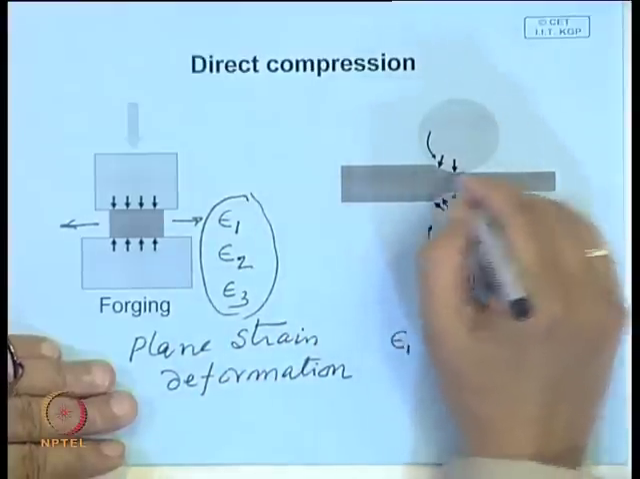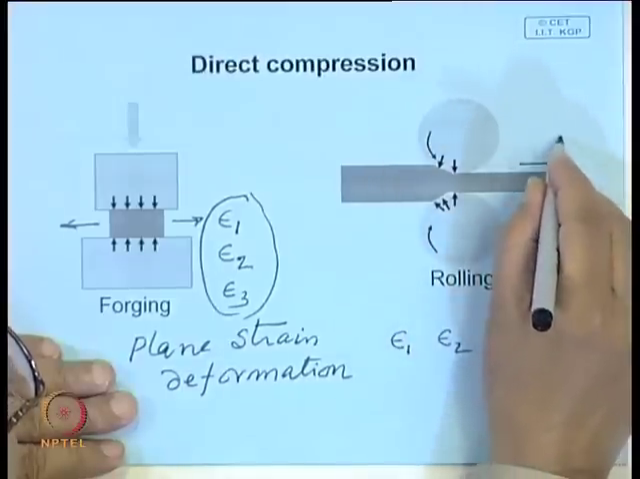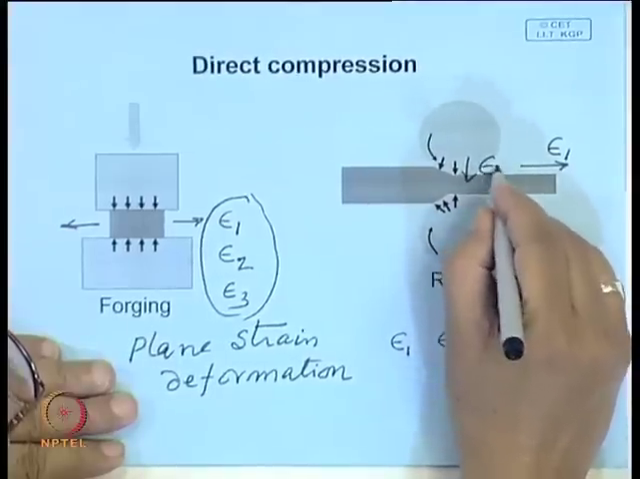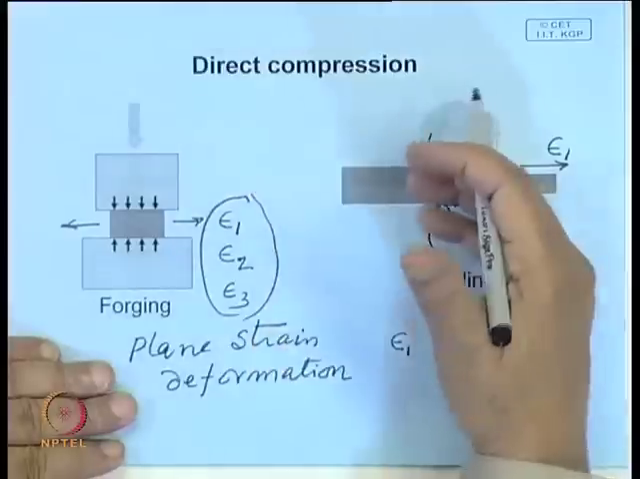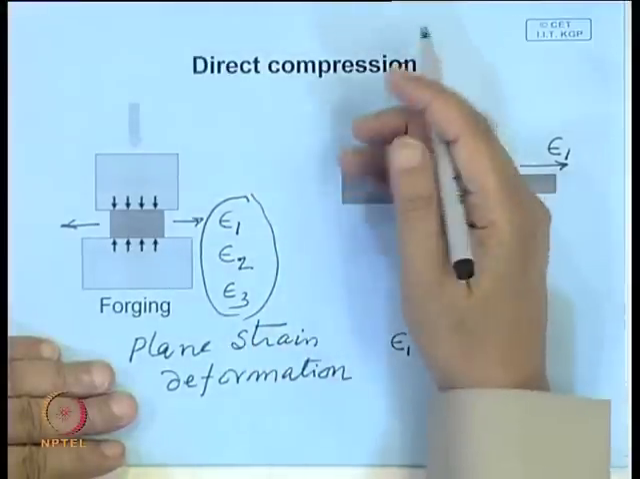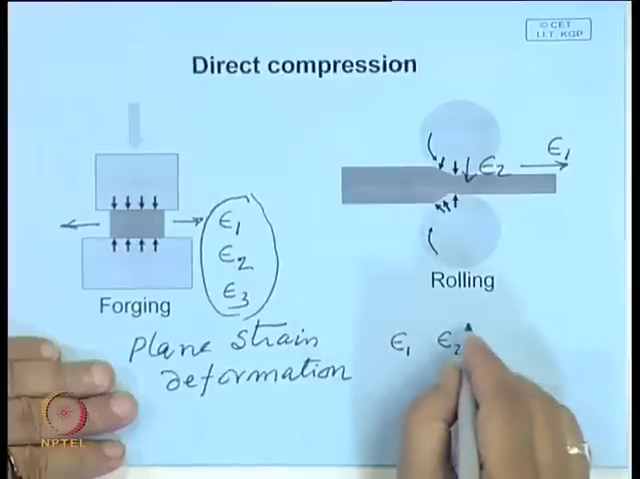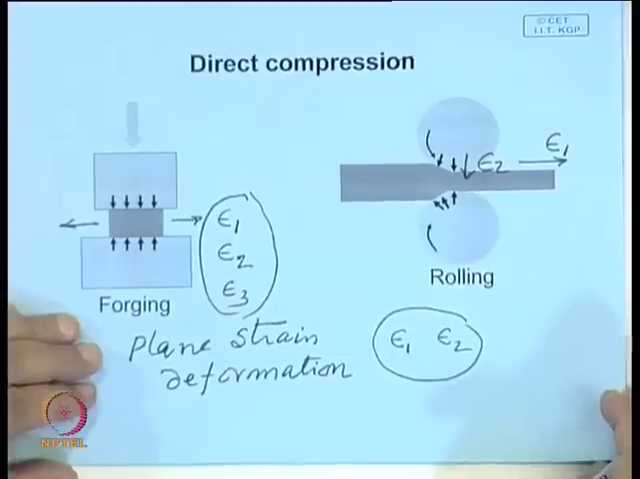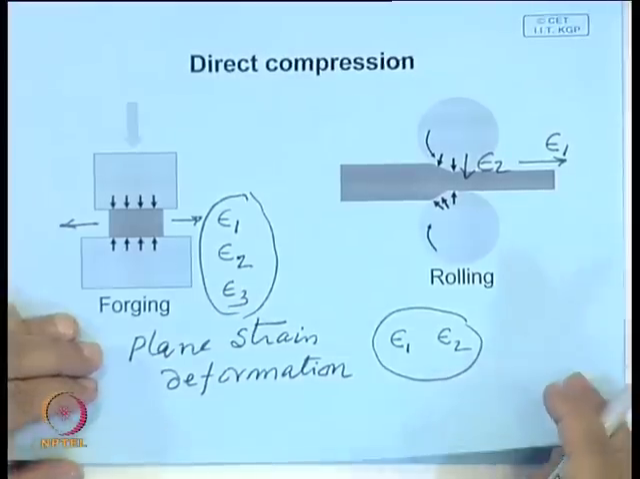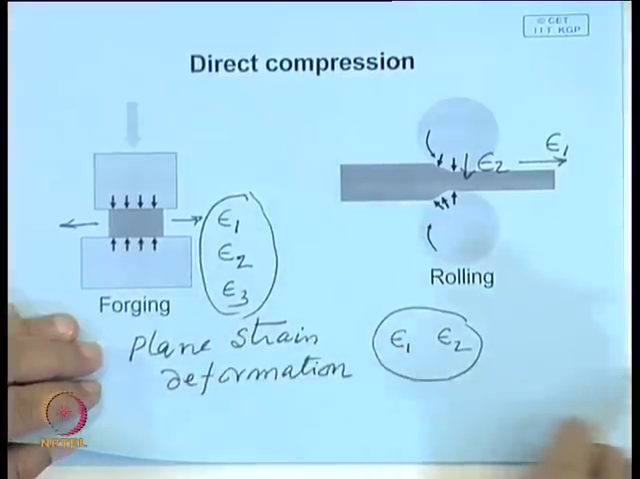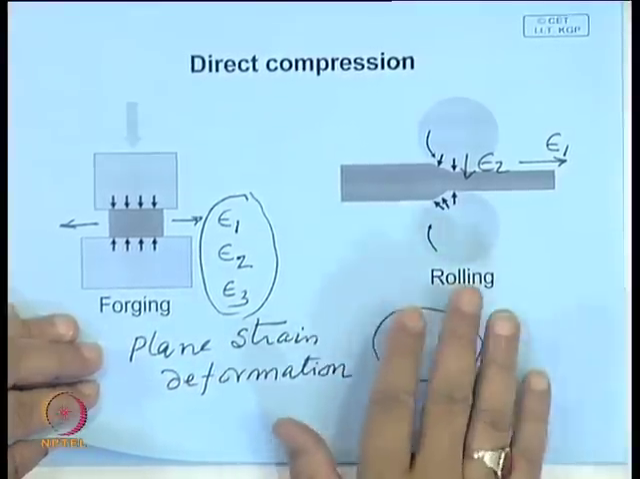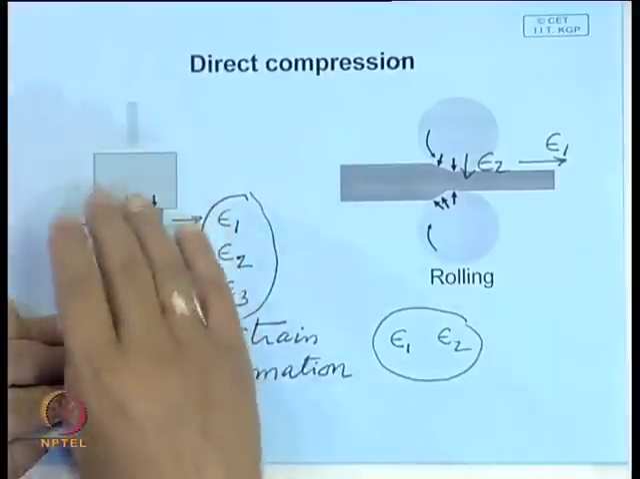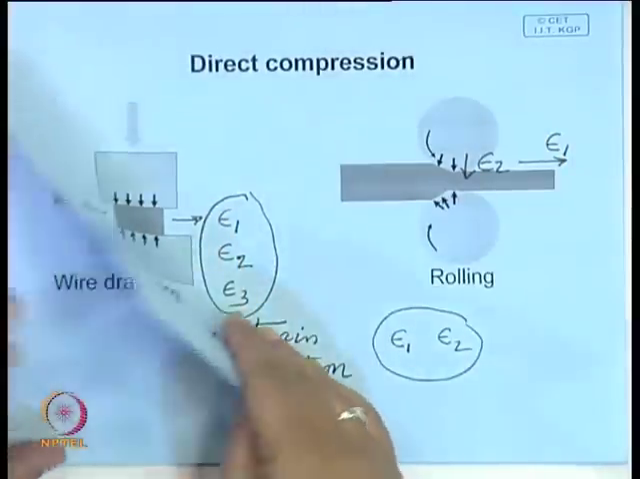Whereas in case of rolling, the main strain in one direction is epsilon 1, and another is in the thickness direction, epsilon 2. In the direction perpendicular to the plane, there is not much strain. So most of the bulk deformation processing, which is used primarily to break down the cast microstructure, is plane strain deformation, like die forging, rolling, and many other processes as well.